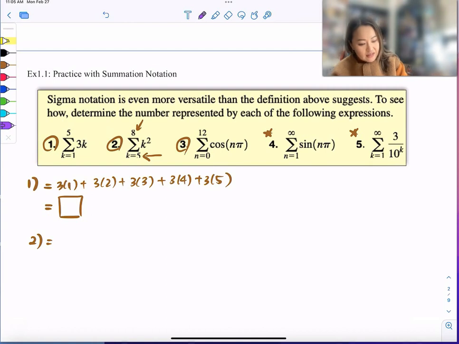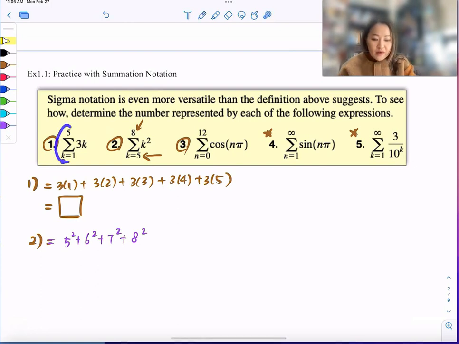So this is saying, it's 5 squared plus 6 squared, integer increments until 8 squared. That's 4 terms. 8 minus 5 is 3, but you have to add 1 because it's inclusive. Same thing here. 1 to 5 is 4 terms if you subtract 5 and 1, but you have to add 1 because it's inclusive. And whatever that sum is, write it for me, okay?